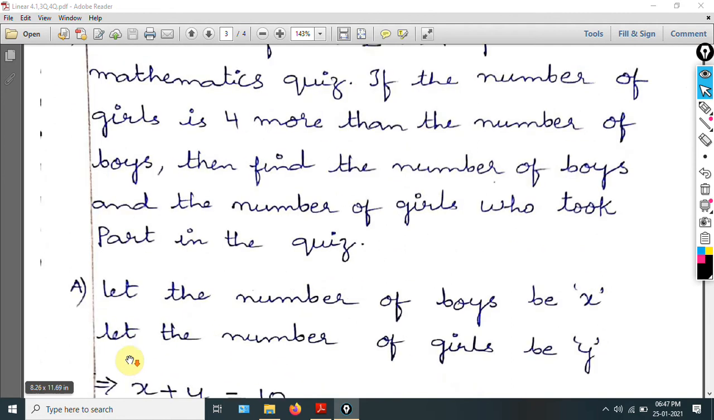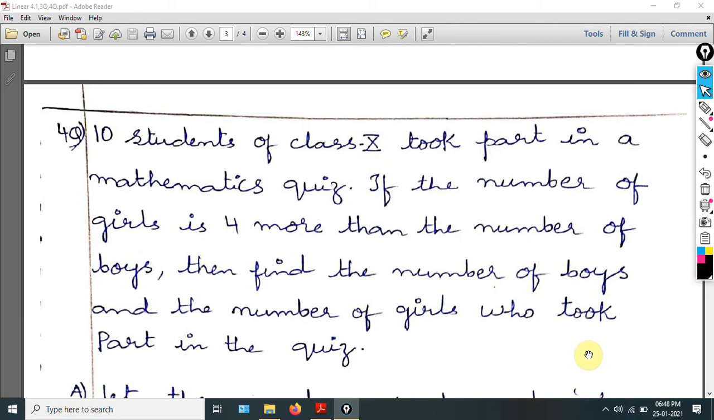So what we are doing is assuming in the answer: let the number of boys be x and the number of girls be y. Now the first condition he gave: 10 students of class 10 took part in a mathematics quiz. So in total, how many students took part? 10. And in that, some are girls and some are boys.